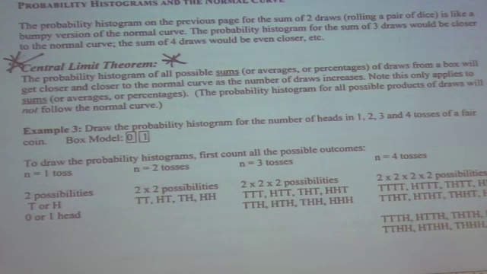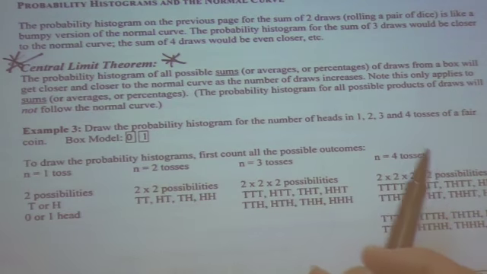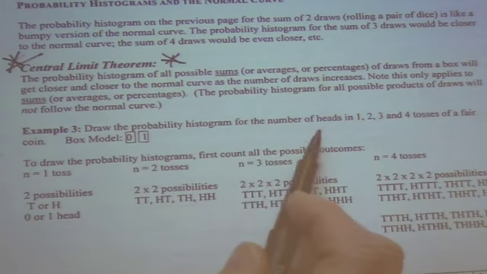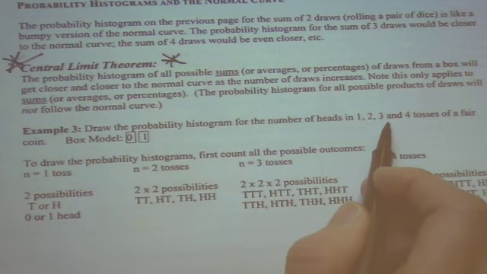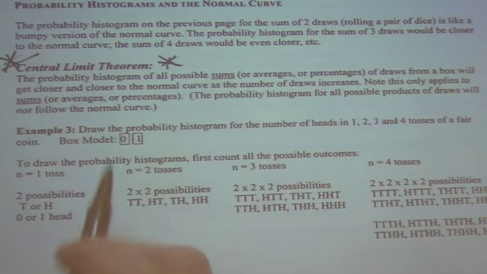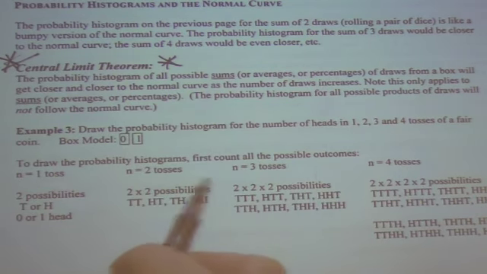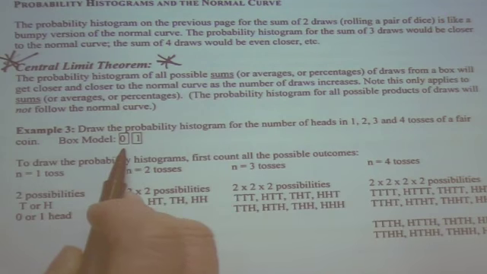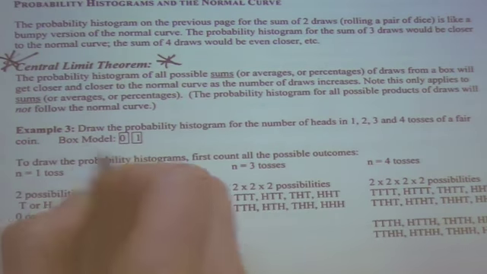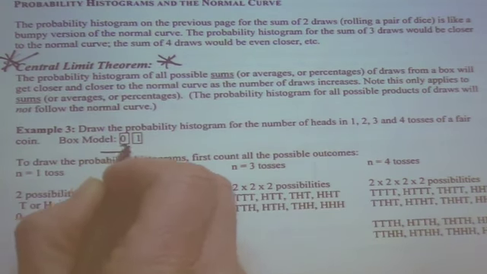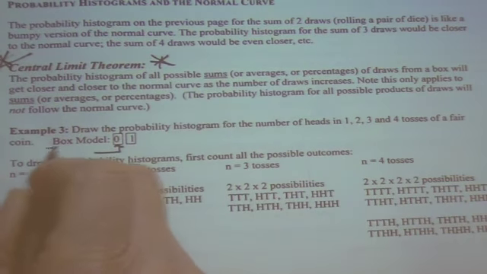Let's start with a really simple case, flipping a coin and counting the number of heads. So let's draw the probability histogram for counting the number of heads in 1, 2, 3, and 4 tosses of a fair coin. And we'll see how the probability histogram starts looking more and more like the normal curve. So here's the box model right here. This right here would be if we got what? If we got a tail. So that's 0 heads.